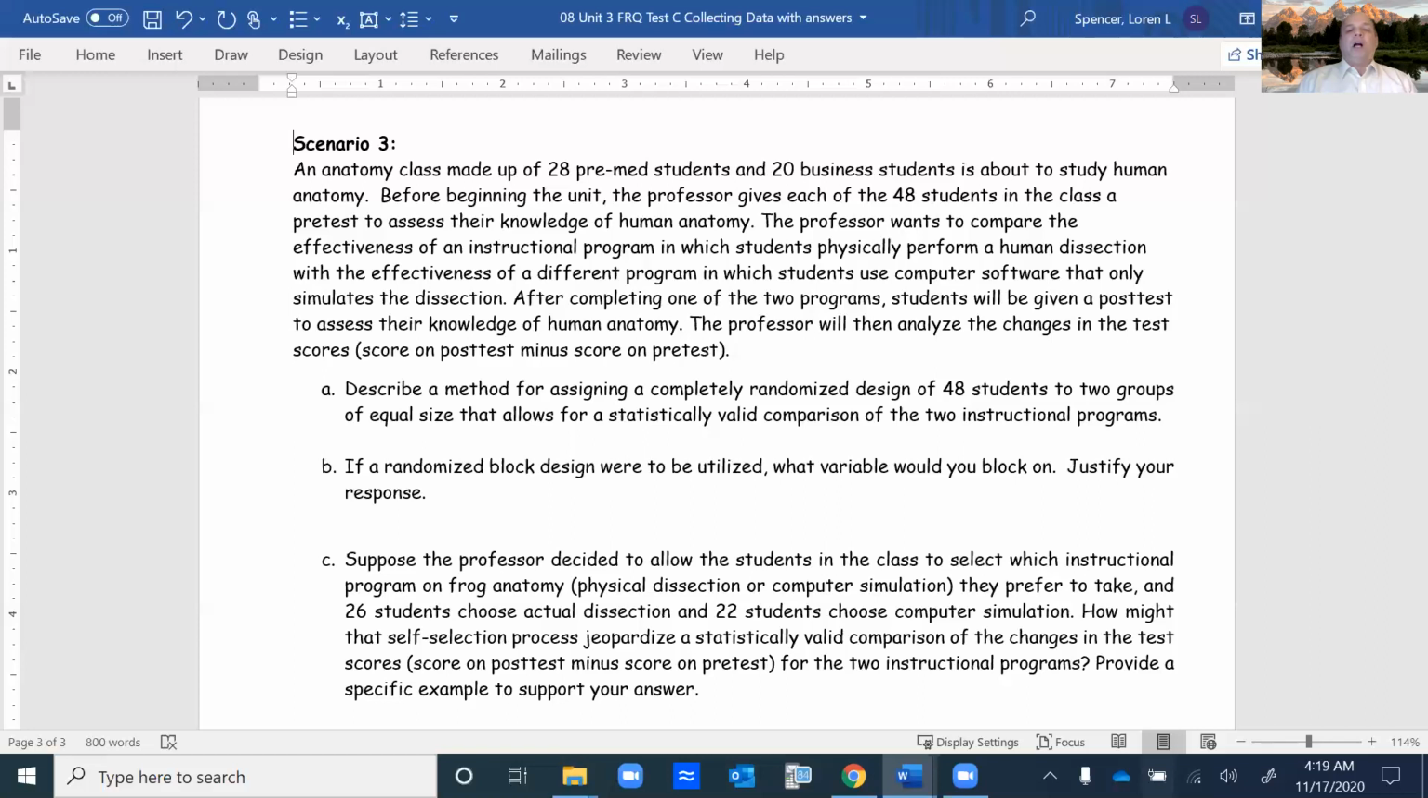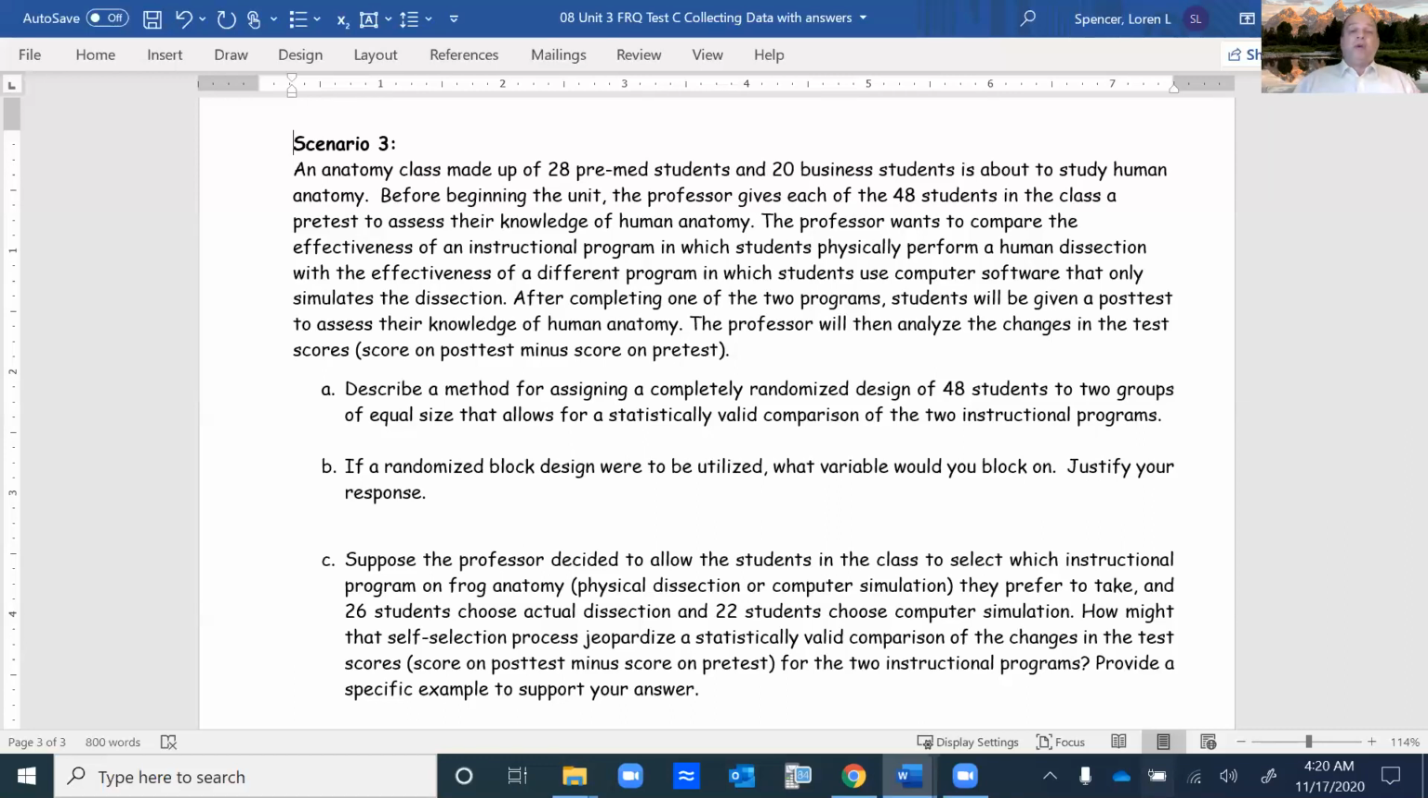If a randomized block were to be utilized, what variable would you block on? Justify your response. We always block on the variable that we believe will have the greatest impact on the study. Because we have two different types of students, pre-med students and business students, and we're looking at an anatomy class, I think it would be reasonable to block on the type of student. So I'd have 28 pre-med students in one group and 20 business students in the other group. And those would be my blocks.